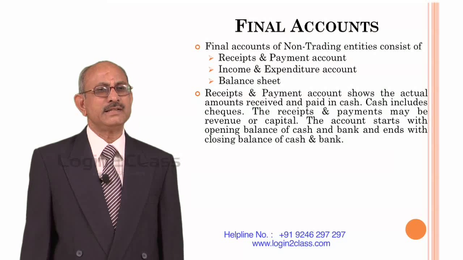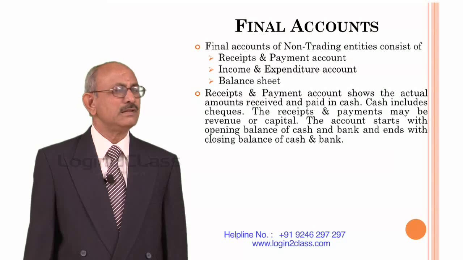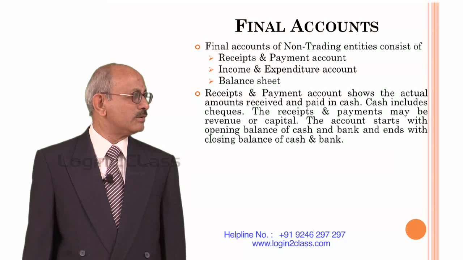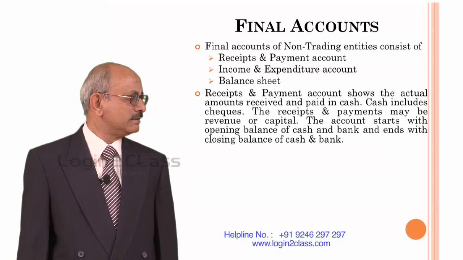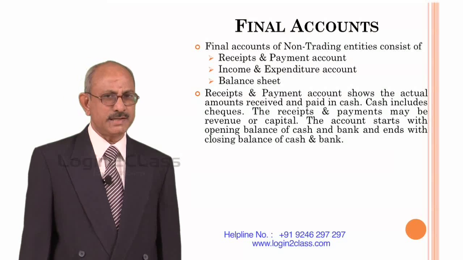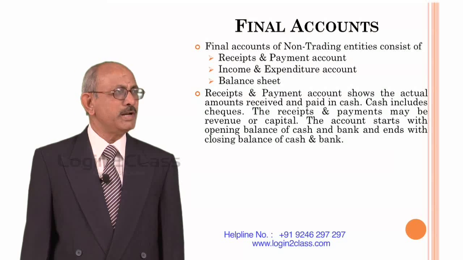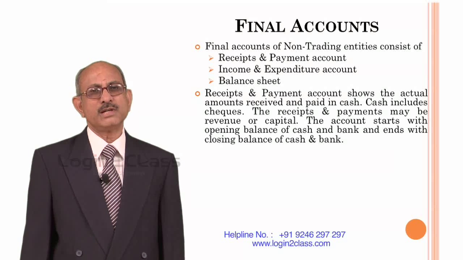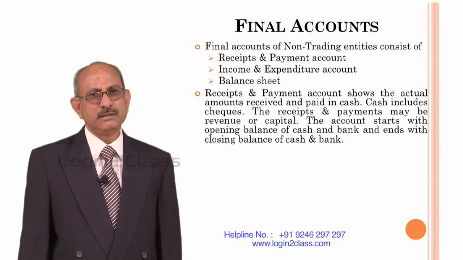Anything received and paid in cash is taken in the receipts and payment account, and cash normally includes cheques. That means cash also includes cheques in the case of a receipts and payment account, and there is no distinction made between revenue receipts or capital receipts, or revenue expenditure or capital expenditure. Anything received is recorded on the receipt side, anything paid is recorded on the payment side. So it starts with the opening balance of cash and bank on hand and ends with the closing balance of cash on hand. To the opening balance of bank and cash, we add all the receipts received during a particular period.